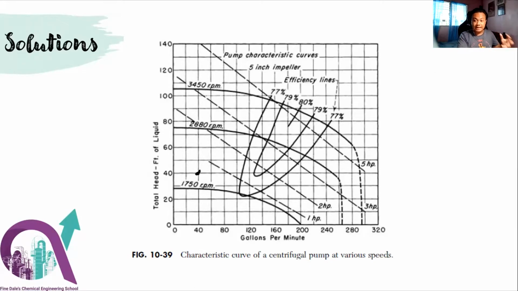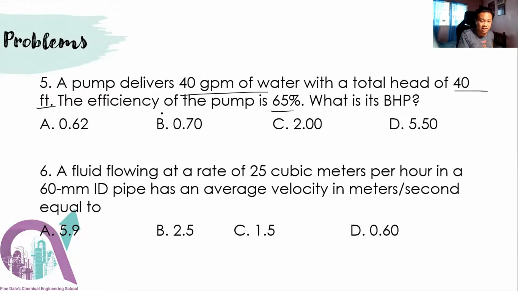I figured this is the nearest figure in the reference that we can check so that we will have an answer. As you can see, this is the 40 head and 40 GPM. And we have the BHP here. We have 1 HP, 2 HP, 3 HP, and 5 HP, which stands for horsepower. And we have two values that are below 1.